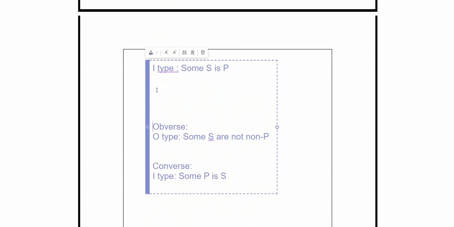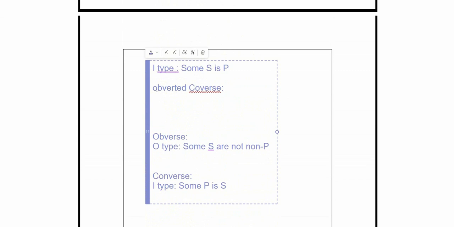we will do obverted converse. For obverted converse, we have to start with converse first. Okay, we start with converse first. So the converse, of course, we know it is this only. So we'll just copy and paste it here. So converse of I type is I type, some P is S. Subject and predicates are interchanged.